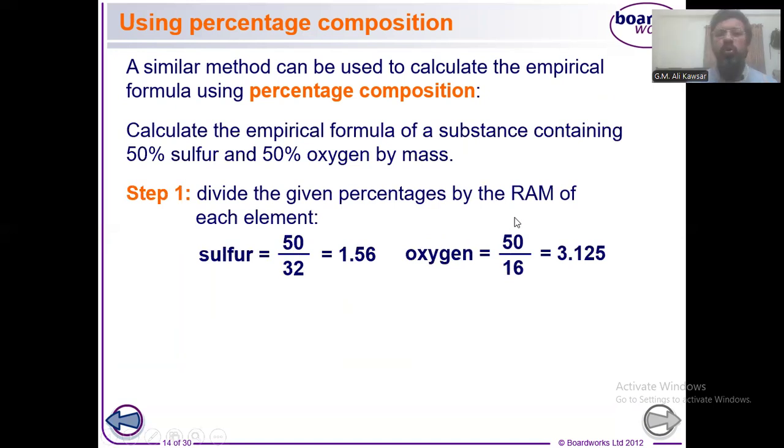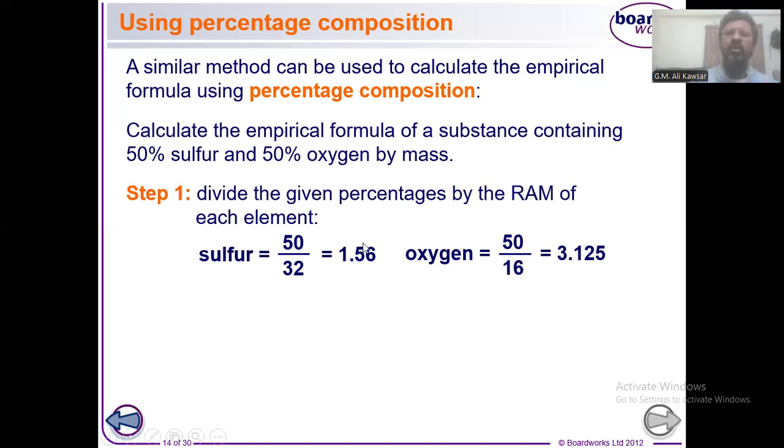We have to use the periodic table to get the value of relative atomic mass. RAM stands for relative atomic mass. Well, look at the first step. First, we divide the amount by the respective relative atomic mass. For example, sulfur's relative atomic mass is 32, which we can get from the periodic table, and oxygen's relative atomic mass is 16. So by dividing the respective amount by the relative atomic mass, you will get the mole ratio.